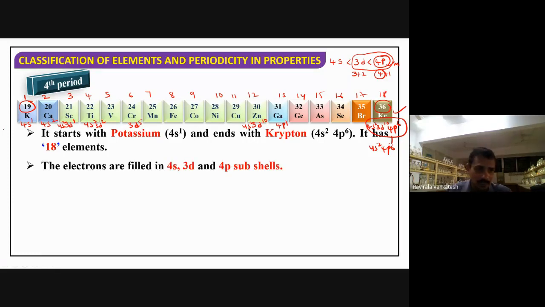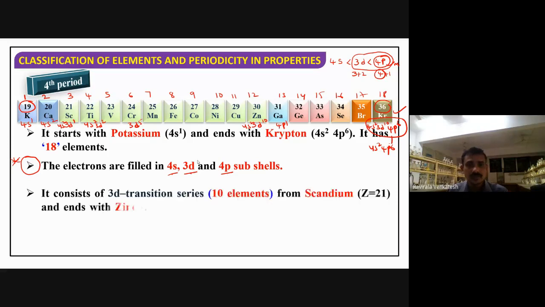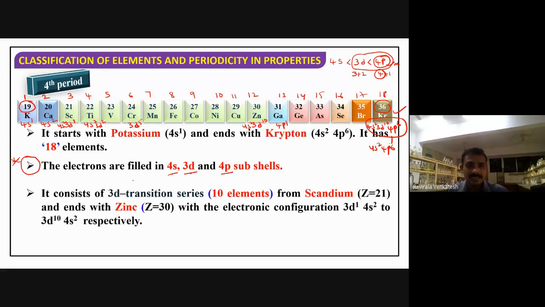Now, what is the important point here? In the fourth period, which orbitals will be filled? The 4s orbital, 3d orbital, and 4p. First 4s, then 3d, after that 4p. In this way you have to remember and practice. Now, remember one more thing here. It contains the 3d transition series, which contains 10 elements, from scandium to zinc. It ends with atomic number 30, with electronic configuration from 3d1 4s2 to 3d10 4s2.